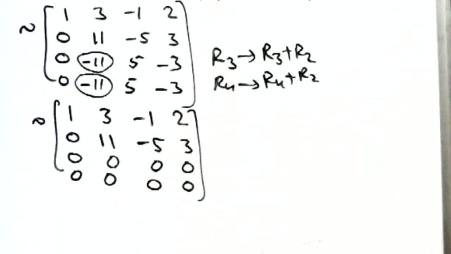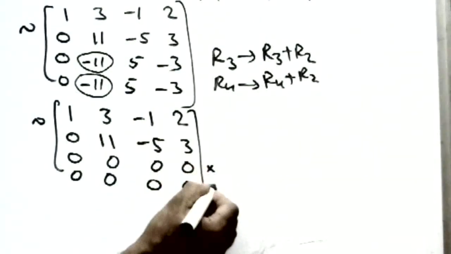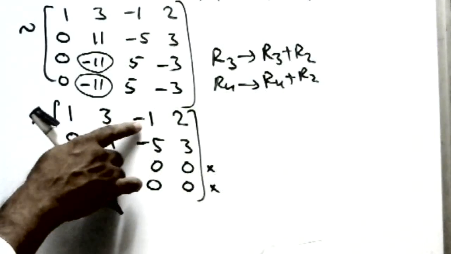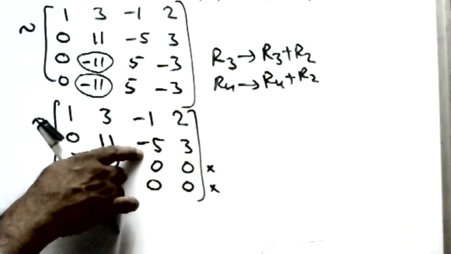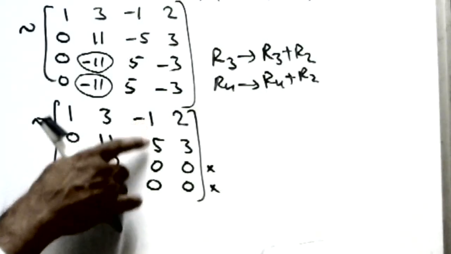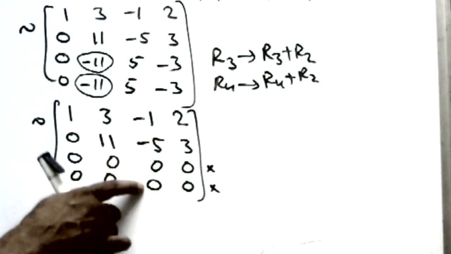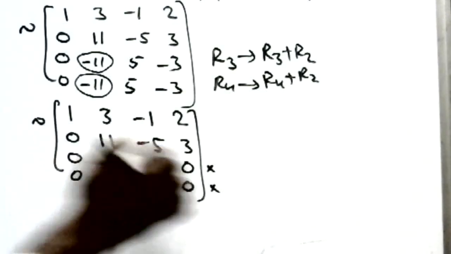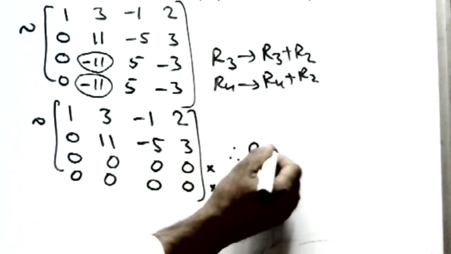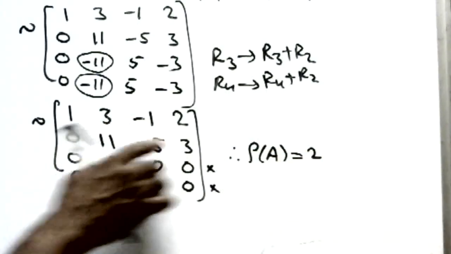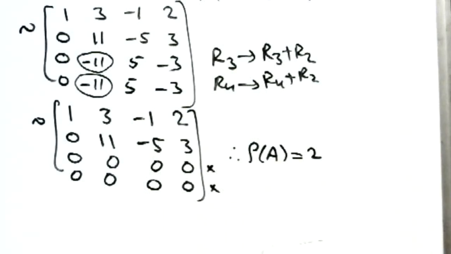See, we got this row. Now we can say the rank. See here, these two rows become completely 0. These are called zero rows. We cannot count these. So how many rows are left? 1 and 2. So the rank will be 2. This is a non-zero row, this is also non-zero. These two are zero rows. We do not count these. Therefore, the rank of A is only 2.